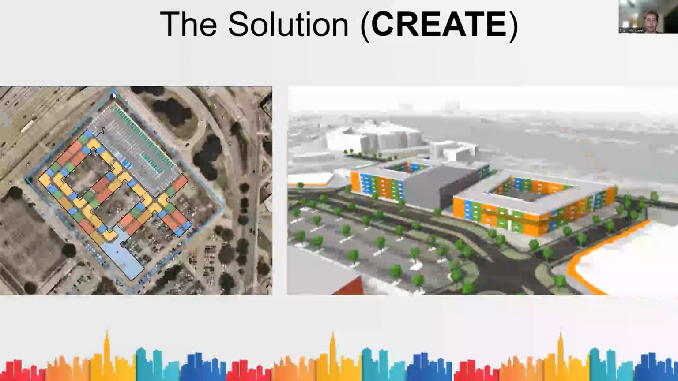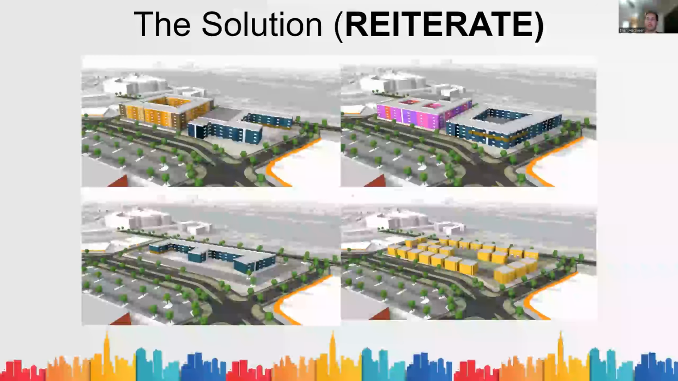The next step is create, which is when the software creates multiple options based on your desired input in just minutes. The third and final step is reiterate, where you can manipulate and edit each design option to personalize your design and prepare it for the next phase.